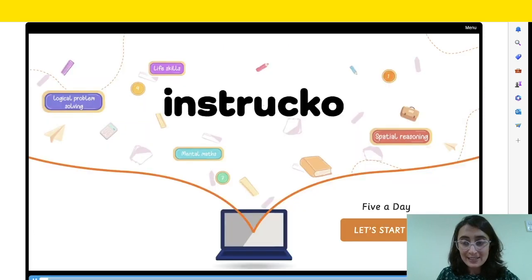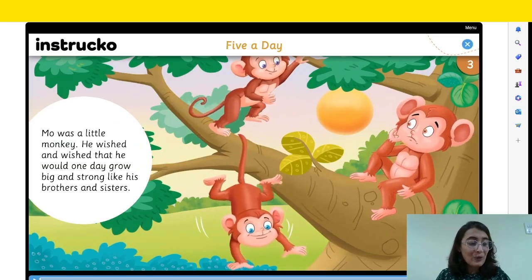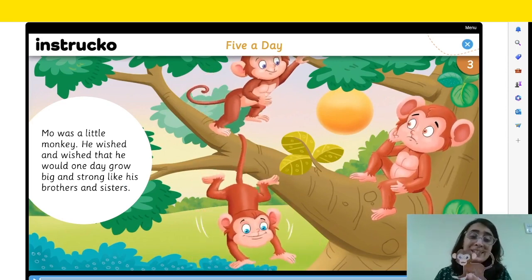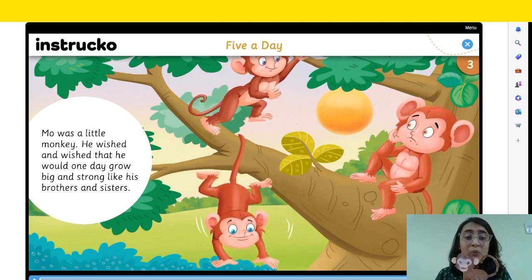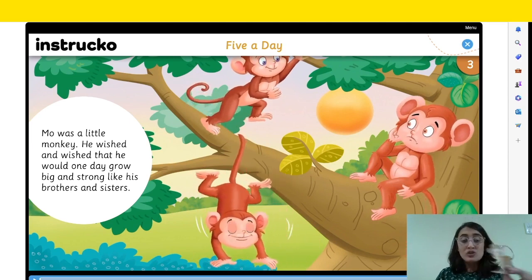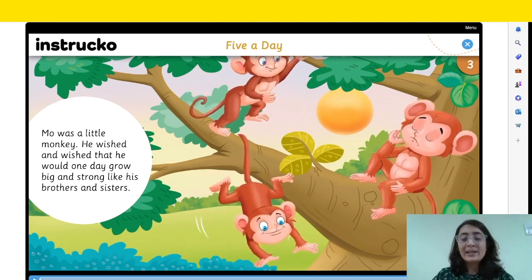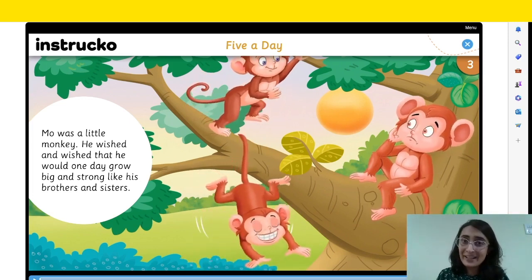In today's lesson, we will read about a little monkey called Mo. Mo was a little monkey. He wished and wished that one day he would grow big and strong like his brothers and sisters. So, what did Mo wish for? Mo wanted to be big and strong like his brothers and sisters because he was little, right?